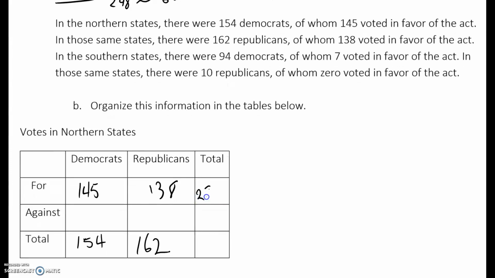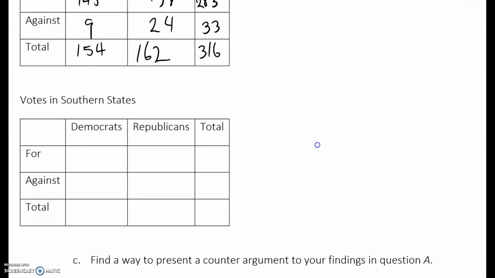So if I add up the row here, I get 283. And to complete this, I'm missing 9 right there for against and 24 in here. And there's a total of 33 over here and a total of 316. Okay, and that's just filling in the data on there. We'll take a look at analyzing that in a second.